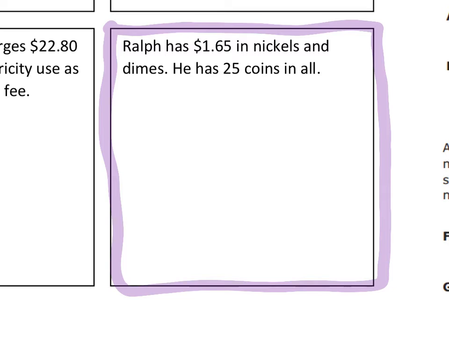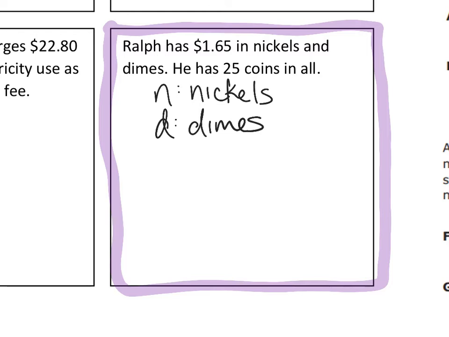Ralph has $1.65 in nickels and dimes. So we need to define our variables. If you decided to use X's and Y's, that's cool. I'm going to use N's and D's, because N will help me remember that I'm talking about the nickels, and D will help me remember I'm talking about the dimes.